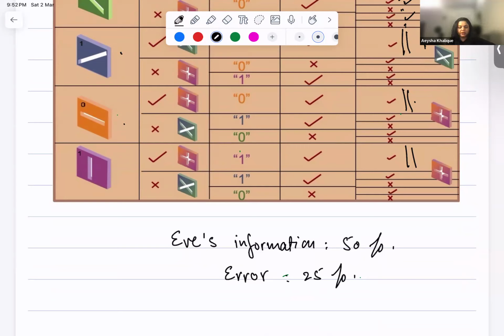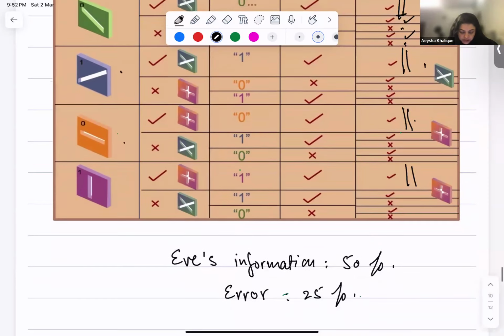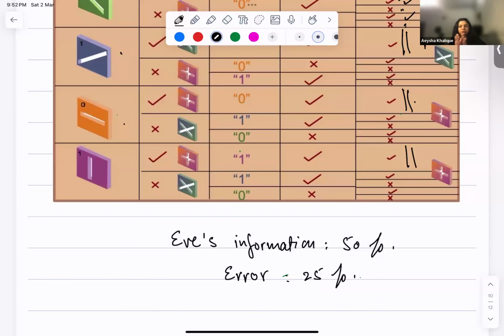So although we claimed that we have a very nice protocol, which works very fine, there's a key that has been distributed. Eve has 50% knowledge about the key, and there is a 25% error in it. So what to do then? So in the next lecture, so this is what it is. So this is the situation.